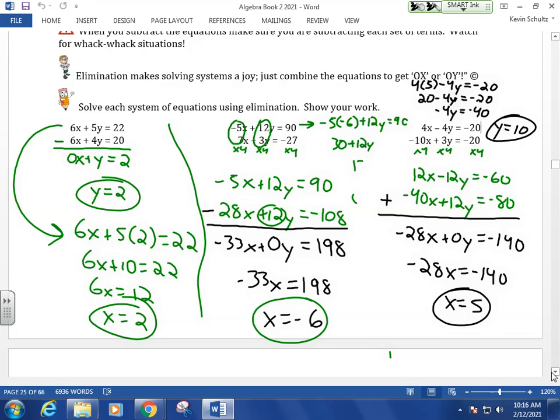Now that you've seen 3 of them, any questions you might have? Raise your hand if you like the substitution method better. Raise your hand if you like the elimination method better. Raise your hand if you like them both so much that you just can't choose. Attaway. That's right. That's good.